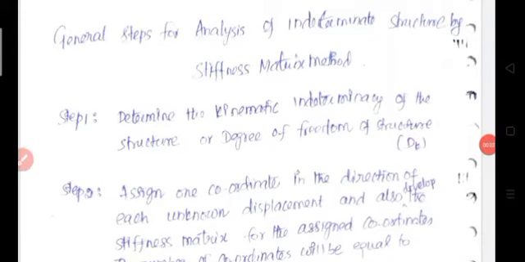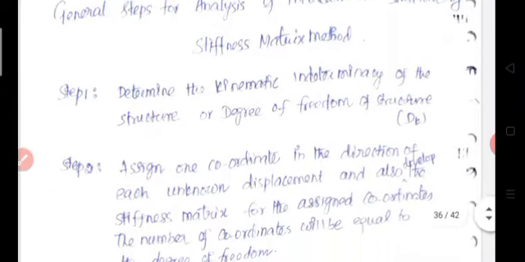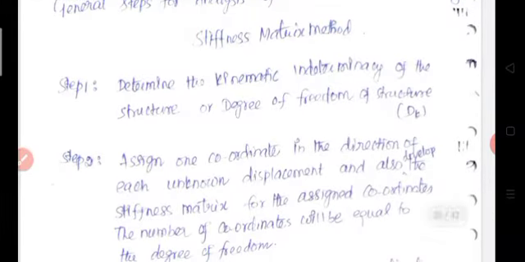Hello student, in this video lecture we are going to see the analysis of indeterminate structures by the stiffness matrix method. It is one of the displacement methods. The first step is to determine the degree of kinematic indeterminacy of the structure, or the degree of freedom of the structure.